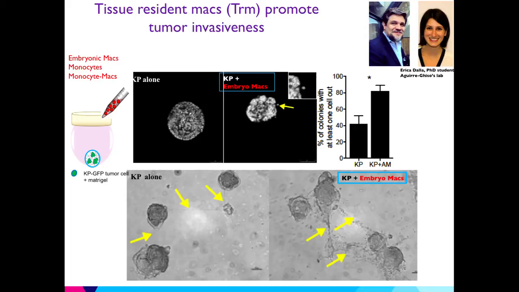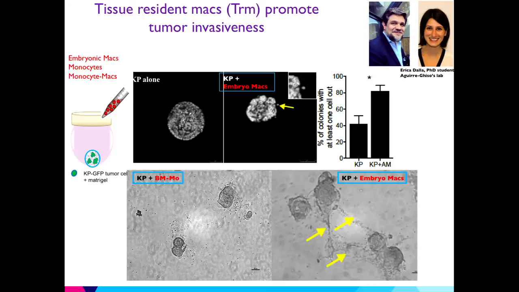And strikingly, we find that indeed the addition of these embryonic macrophages that were purified from the lung did induce what's called this bridging colony. And we think that these bridges reflect tumor invasiveness, reflect the tumor's ability to get rid of this matrigel. But when we added adult monocyte here, we never detected this bridging colony. So they seem to have a very distinct role here.